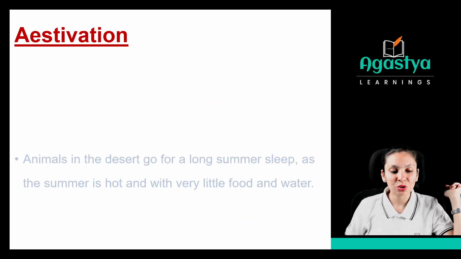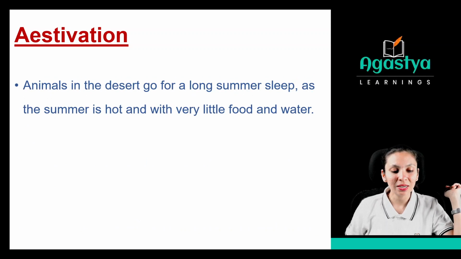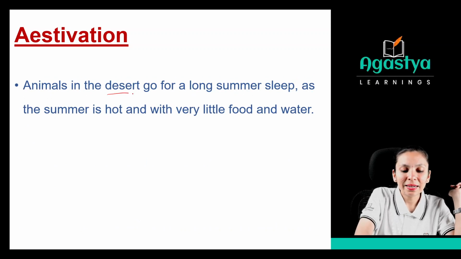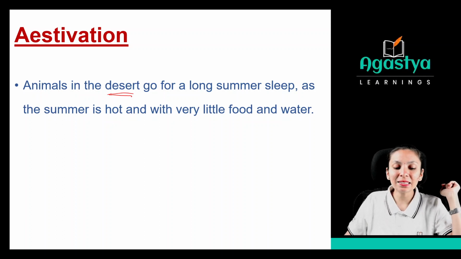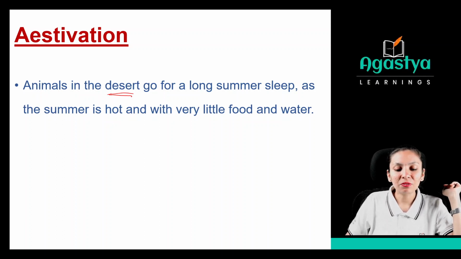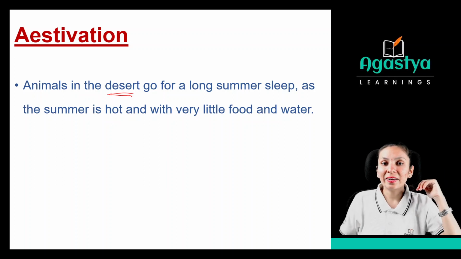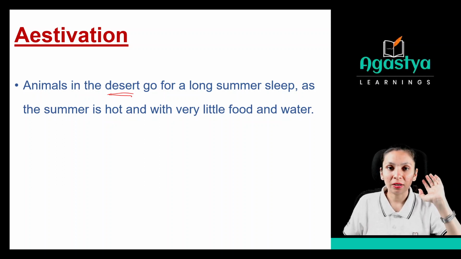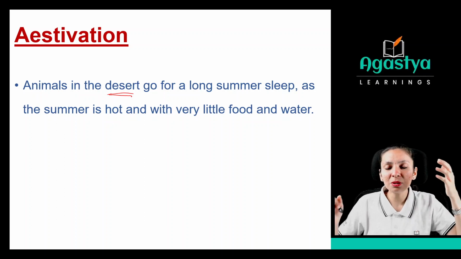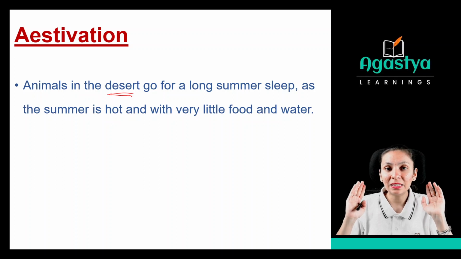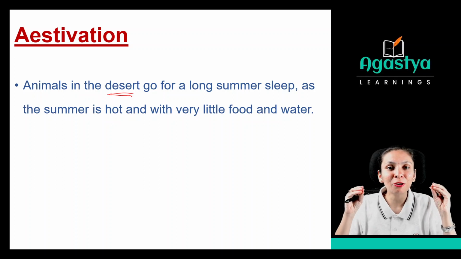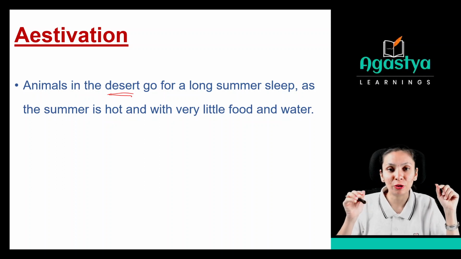Now the next adaptation is estivation. So what do you mean by estivation? The animals in the desert go for a long summer sleep, as the summer is hot with very little food and water. See, you know that the desert region is very hot, and during summer it becomes even hotter, right? More than that. So for that reason they will not have that much water and that much food.